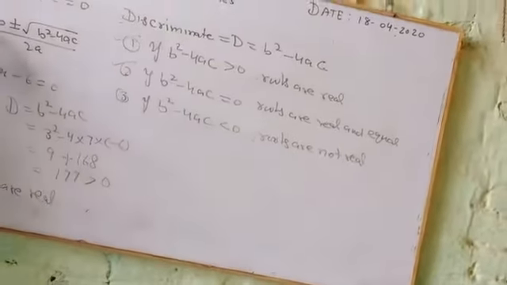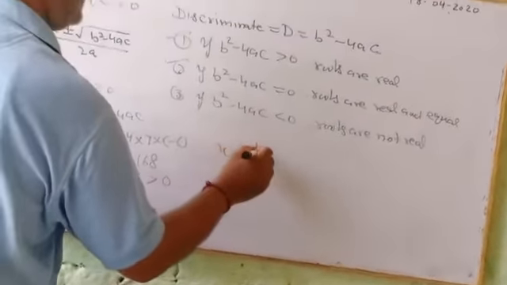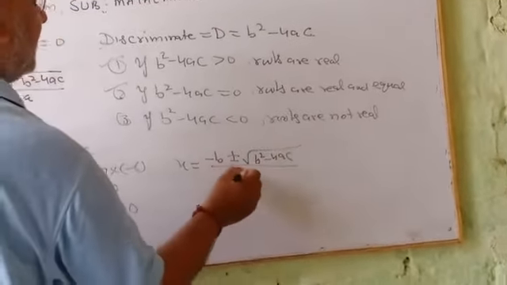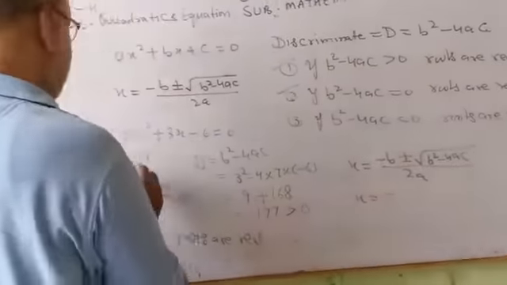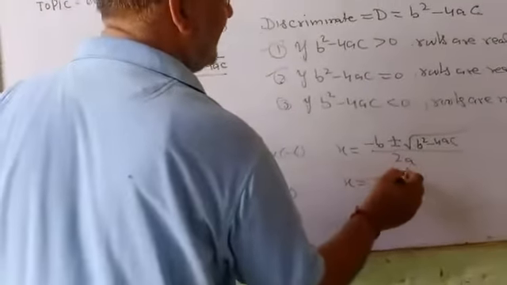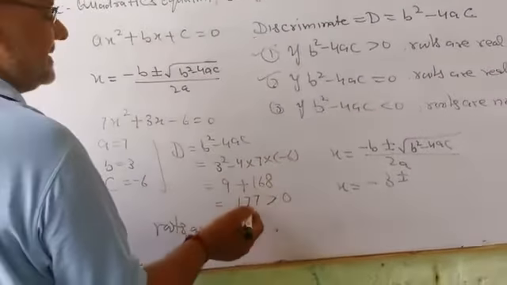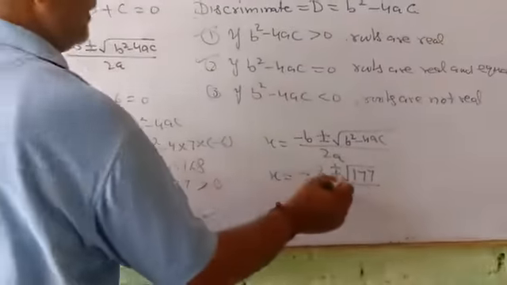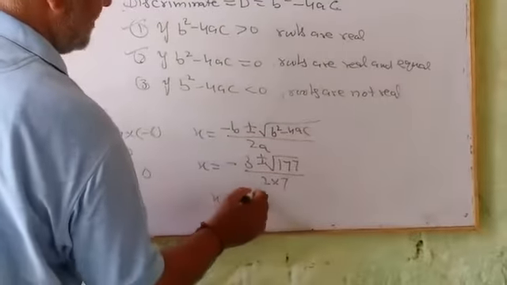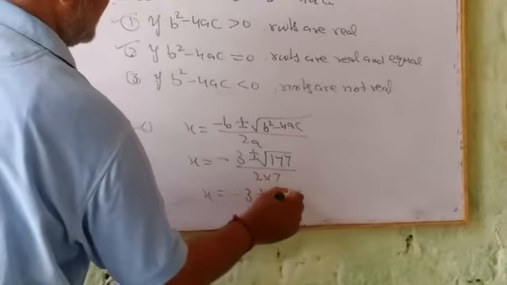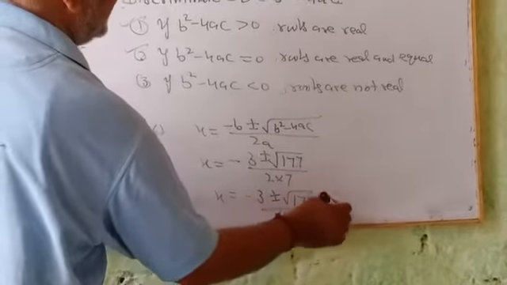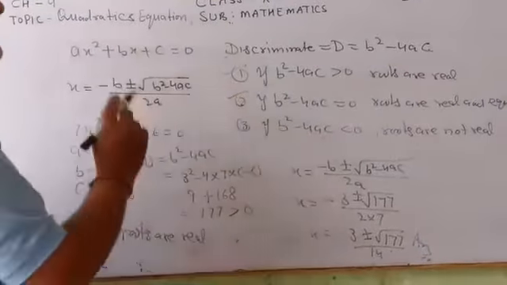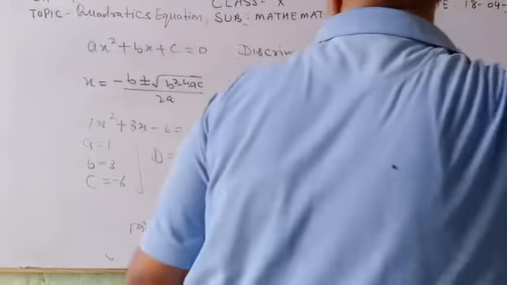Then students, we apply the formula here. x equal to minus b plus minus square root of b square minus 4ac upon 2a. Put the value of b, that is minus 3 plus minus. We already found b square minus 4ac equal to 177, so square root 177 upon 2 into a, that is 14. So x equal to minus 3 plus minus square root 177 upon 14. We get the answer. So students, we apply the formula only in the first and second cases, otherwise not.